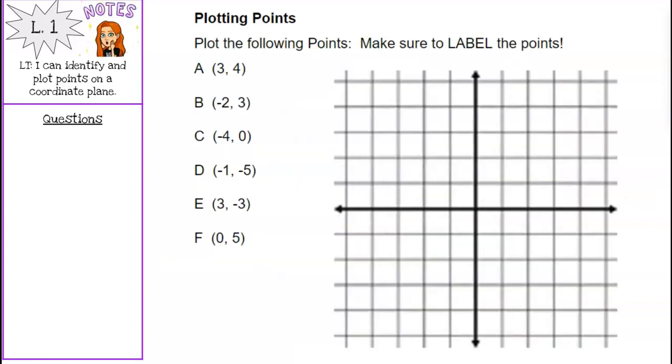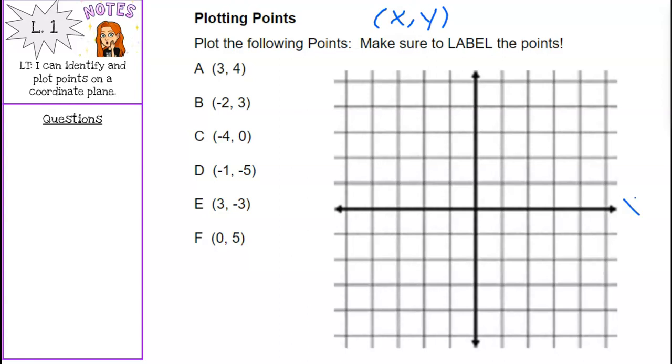So let's practice plotting points. Plot the following points. Make sure to label the points. Labeling the points just means next to this coordinate point, I'm going to put the letter A, so we know that that's point A.